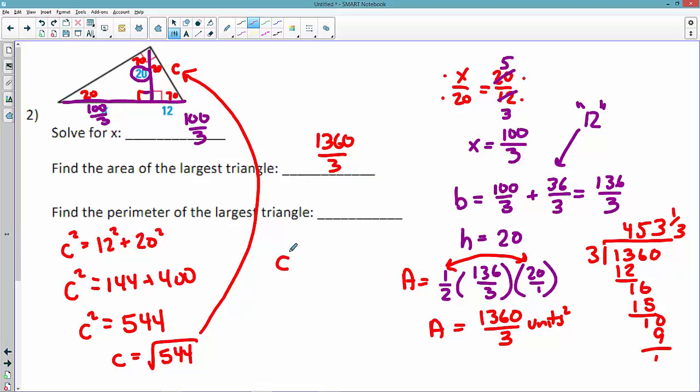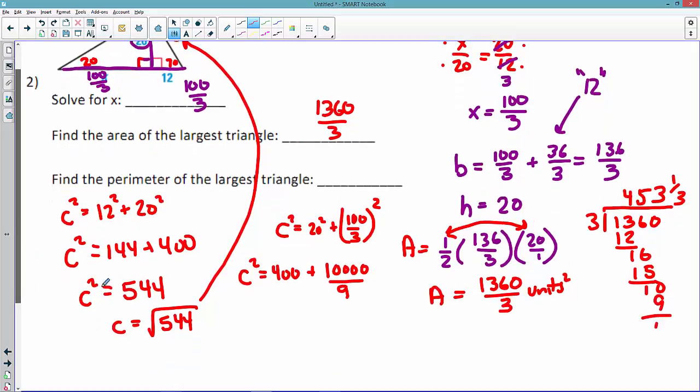So that is C squared, that's the hypotenuse, equals 20 squared plus 100 over 3 quantity squared. Okay, and that's going to be C squared equals 400 plus, now this is kind of difficult, but it's not crazy, 100 times 100. 100 times 100 is 10,000 over 9. That denominator has to get multiplied by itself too. It's 100 over 3 times 100 over 3. A lot of mistakes there, potentially. I want to make this over 9 because I need to have a common denominator before I can add them. So I'm going to make this 3,600 over 9. So I change the 400.